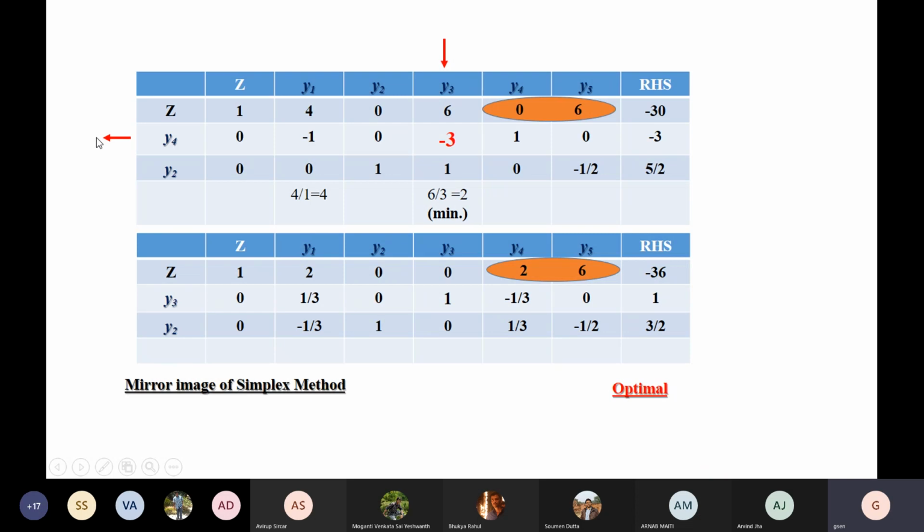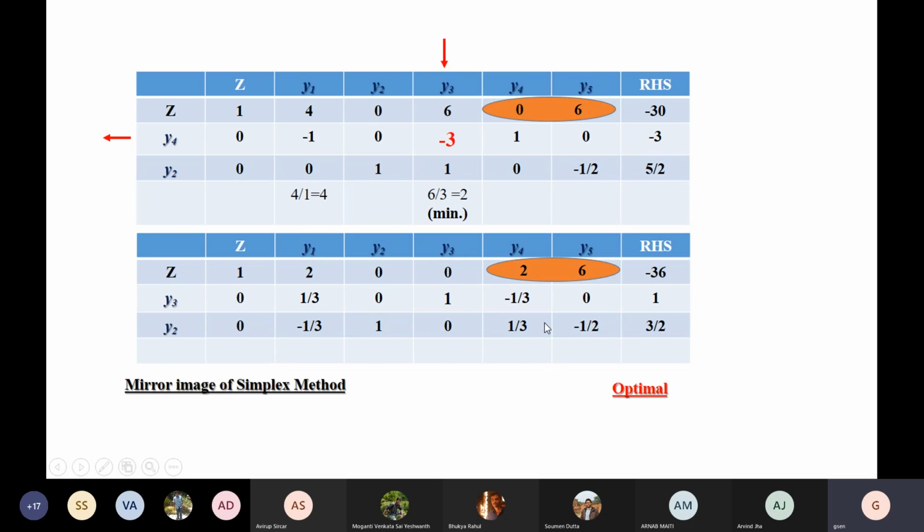Okay. So y4 leaves and y3 enters. So minus 3 becomes the pivot. So you have to make it 1 and the remaining 0. This is what is done by doing Gaussian elimination. In the next table, we obtain the next table.